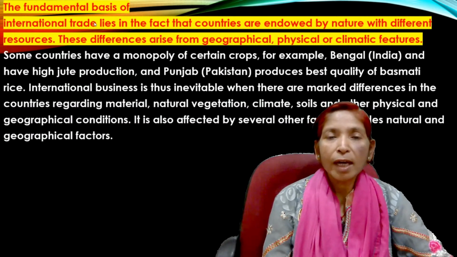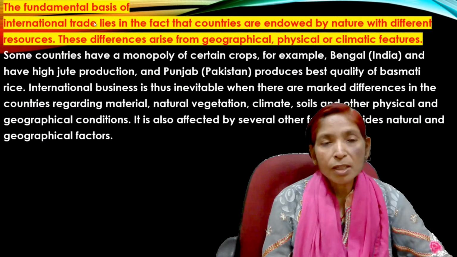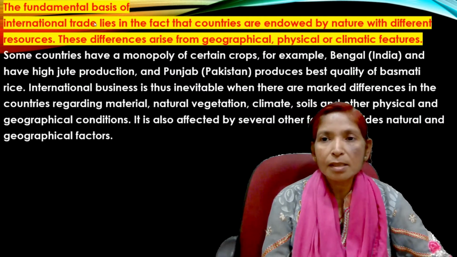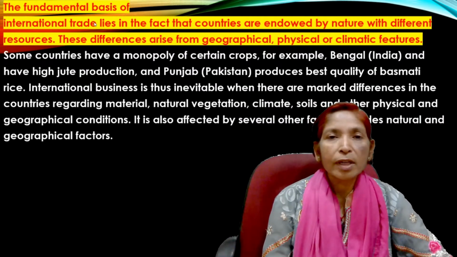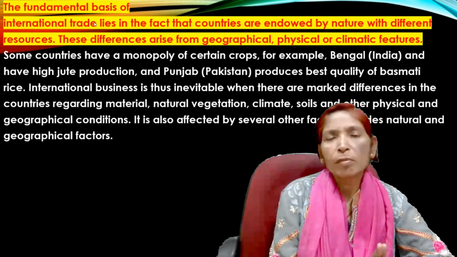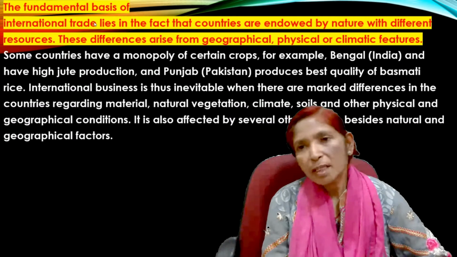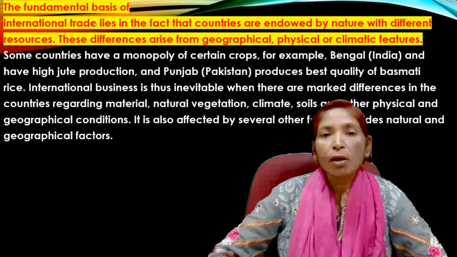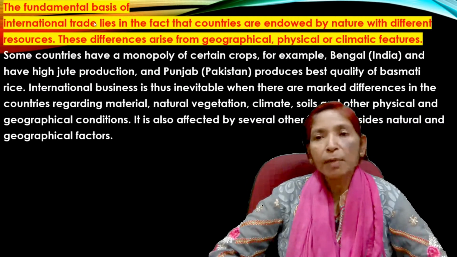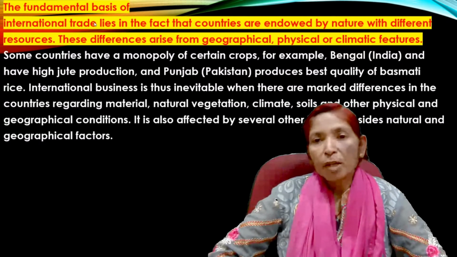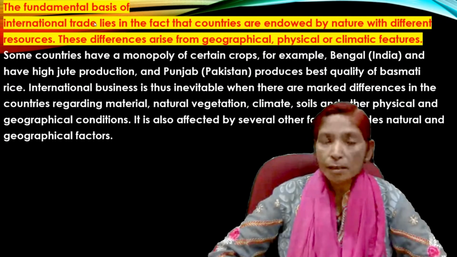So, why does this international trade arise? This international trade lies in the fact that countries are endowed by nature. Endowed means factors, and each and every country has different resources. Most of the countries are different from the geographical aspect, physical aspect, and climatic features also. Some countries have a monopoly of certain crops. For example, Bengal in India has high jute production, and Punjab produces the best quality of basmati rice.